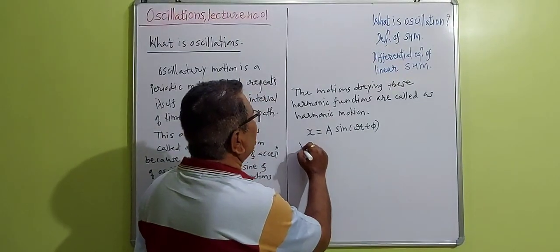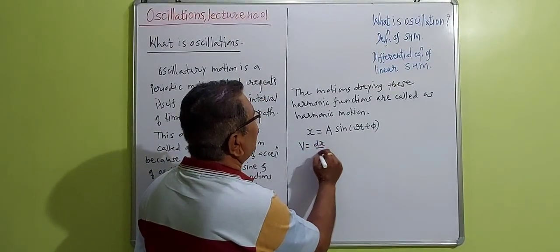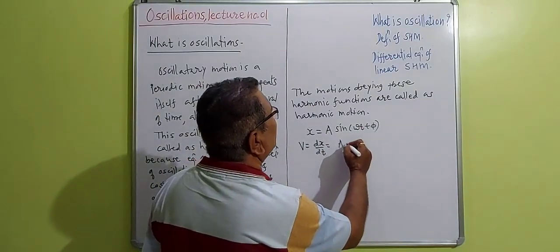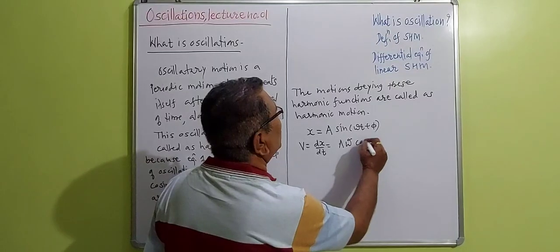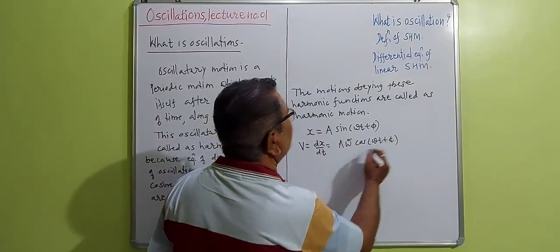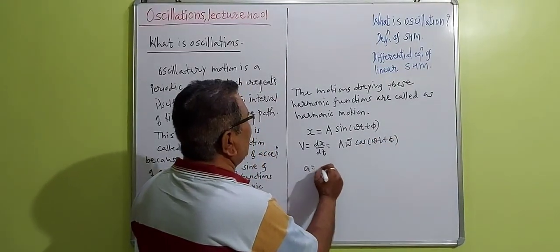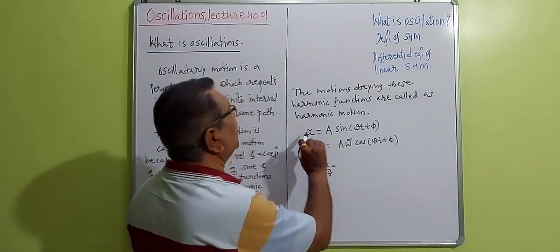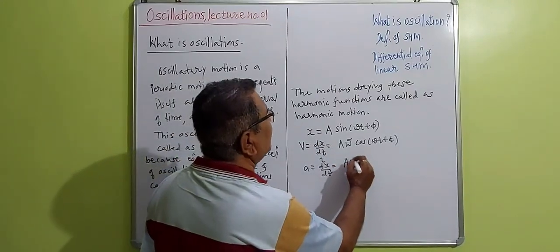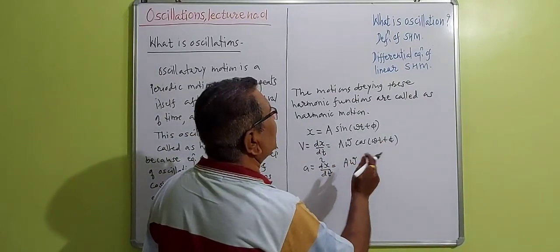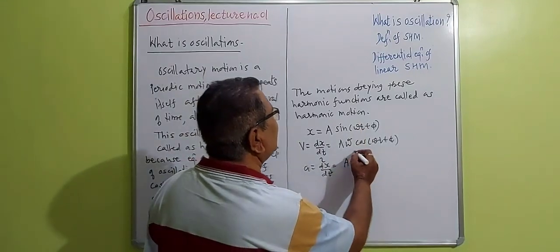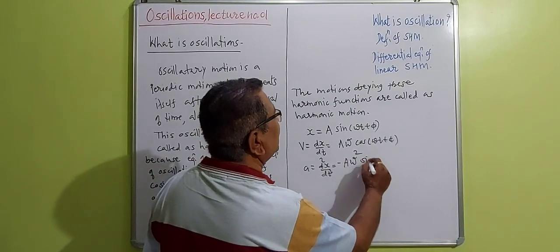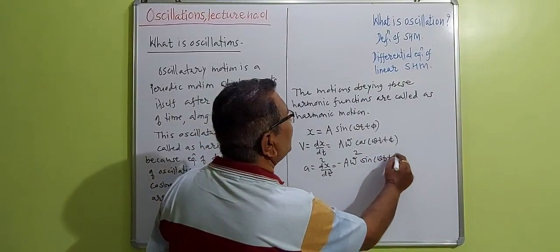Then the velocity we get is v is equal to, by taking the derivative of A sine(omega t plus phi), A omega cos(omega t plus phi). Then acceleration is obtained by taking the double derivative of displacement. A omega is constant and the derivative of cos omega t is minus omega sine omega t. So omega and omega, we get acceleration equal to minus A omega square sine(omega t plus phi).